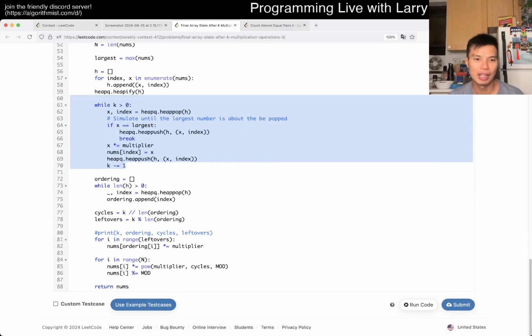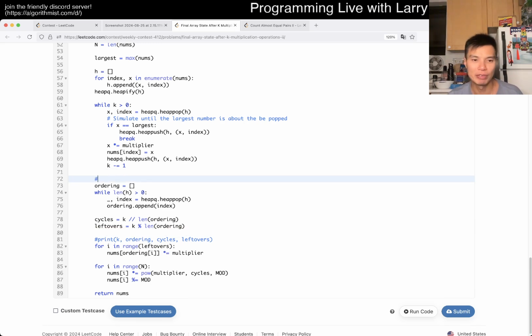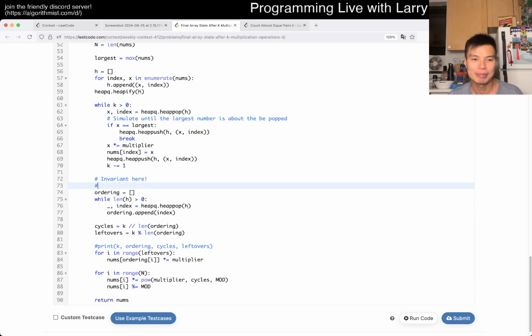And next, remember we always talk about the invariant. The invariant here is that the top of the heap contains the initial largest number, I think. And that's basically it.